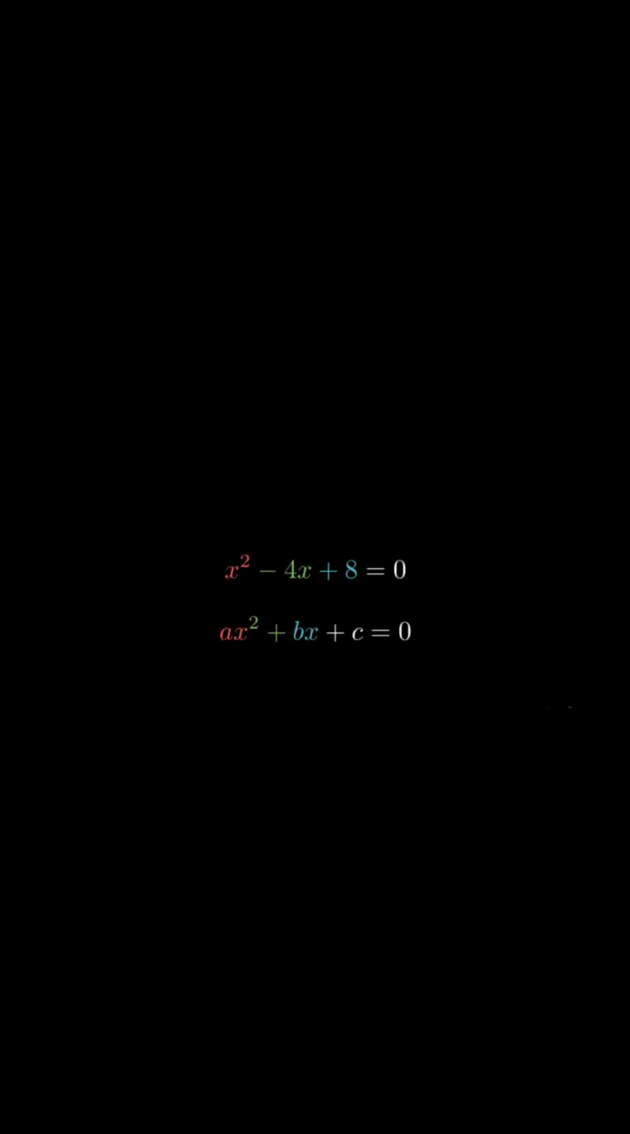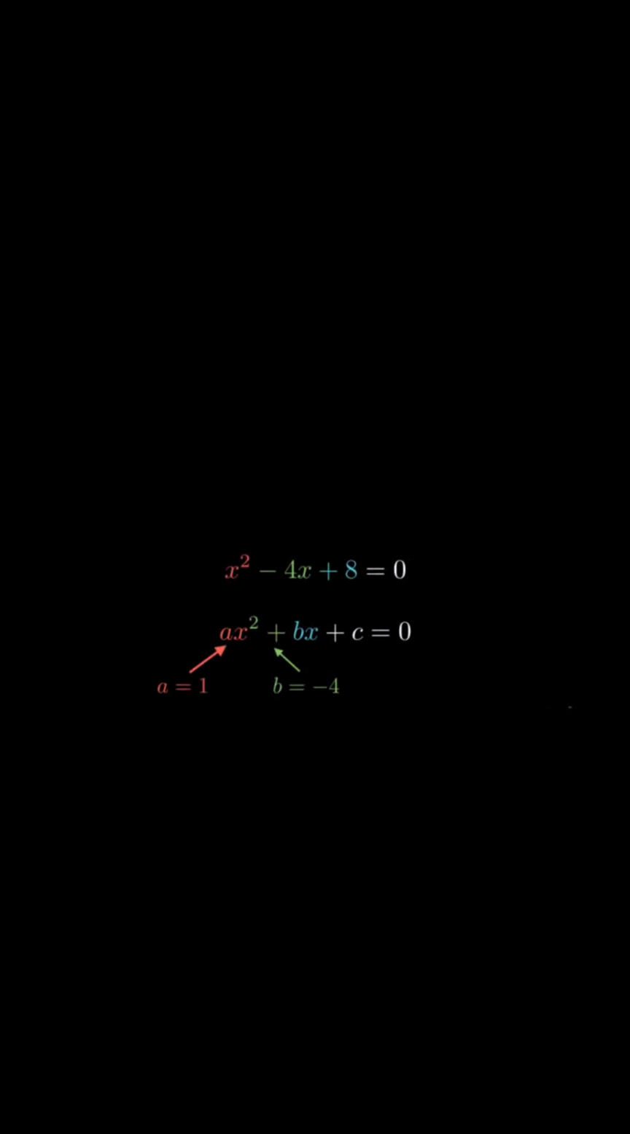Let's identify these coefficients explicitly so we can use them to solve our equation. The coefficient a equals 1. In many quadratic equations, a is often 1, which simplifies our calculations, but the formula works for any non-zero value of a. The coefficient b equals -4.